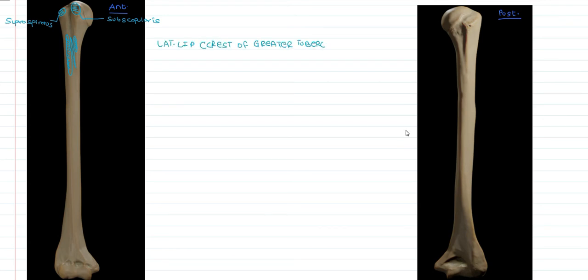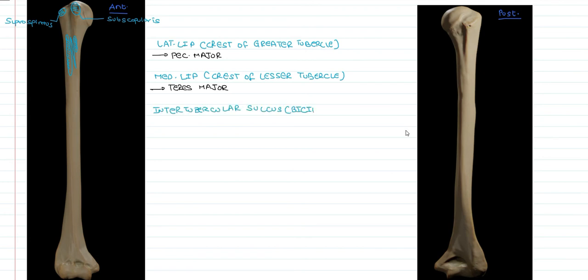So we can write that on the lateral lip, or we can also say the crest of greater tubercle, there is an insertion of pectoralis major muscle. On the medial lip, or also referred to as the crest of lesser tubercle, there is an insertion of teres major muscle, and within the intertubercular sulcus, also referred to as the bicipital groove, lies the insertion of the latissimus dorsi muscle. Moving downwards on the anterolateral surface of the shaft of the humerus, we have the insertion of the deltoid muscle, which also leaves a prominent deltoid tuberosity.